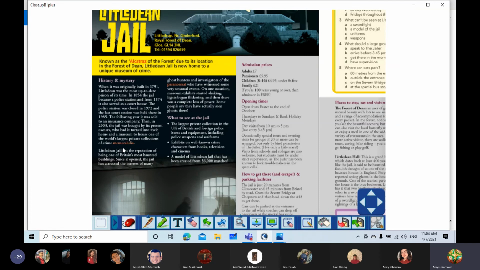So someone bought it, and he lived in it, and he turned it into a museum. What does this museum contain? It contains crime memorabilia, the objects related to crime, and anything that was in the jail.